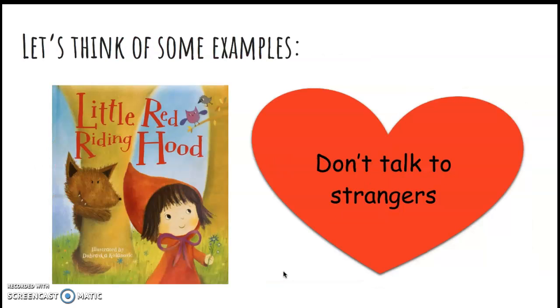We have read Little Red Riding Hood. Can you think of what the central message of that story is? In that story, we talked about Little Red Riding Hood encountered the wolf, who was a stranger, and it ended up getting her in some trouble because he knew that she was going to her grandma's house. So we learned from that story, don't talk to strangers. That is what the author was trying to teach us when they wrote that story.